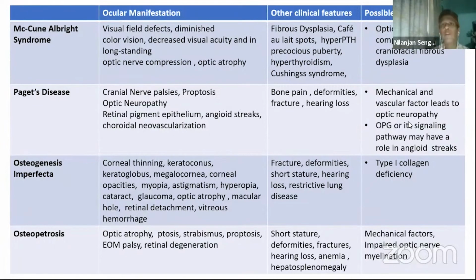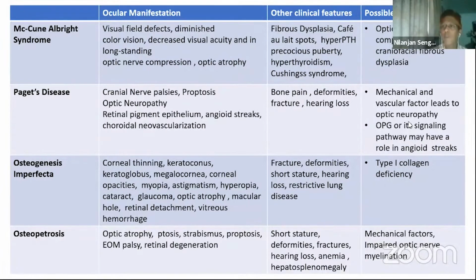McCune-Albright syndrome, which we know is characterized by fibrous dysplasia, cafe-au-lait spots, and a gain of function mutation in the GS alpha subunit of the receptor, can be associated with visual field defects, and there may be optic nerve compression leading to optic atrophy and visual impairment. Similarly, Paget's disease is one of the causes of proptosis and optic neuropathy, and this also has been associated with angioid streaks and choroidal neovascularization. Osteogenesis imperfecta can be associated with corneal opacities, myopia, astigmatism, optic atrophy, and also the blue sclera that we typically know of or associate with.